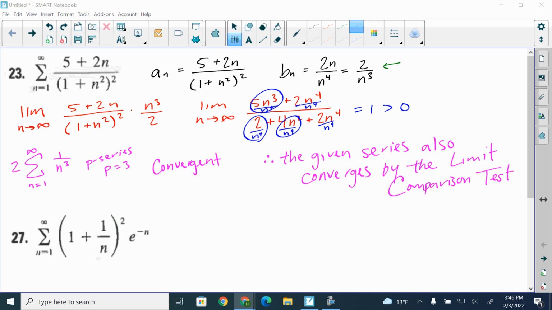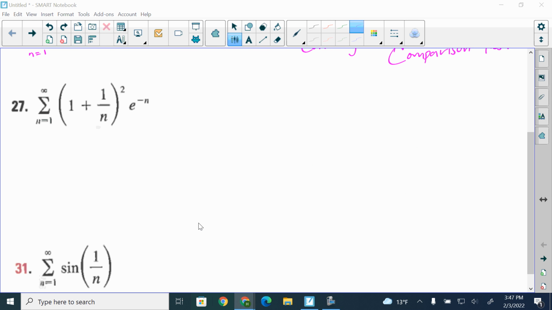Okay, so the next one that I'm going to look at here is 27. And with 27, right away I looked at this and I was like, what am I going to compare that to? So when I'm not sure what I'm going to compare it to, I always think, okay, I probably want to compare it to a p series or a geometric series. And if I look at this part here, this is the same as 1 over e to the n. And sometimes people look at that and go, oh, that's a p-series. No, it's not. The exponent would be your p-value.